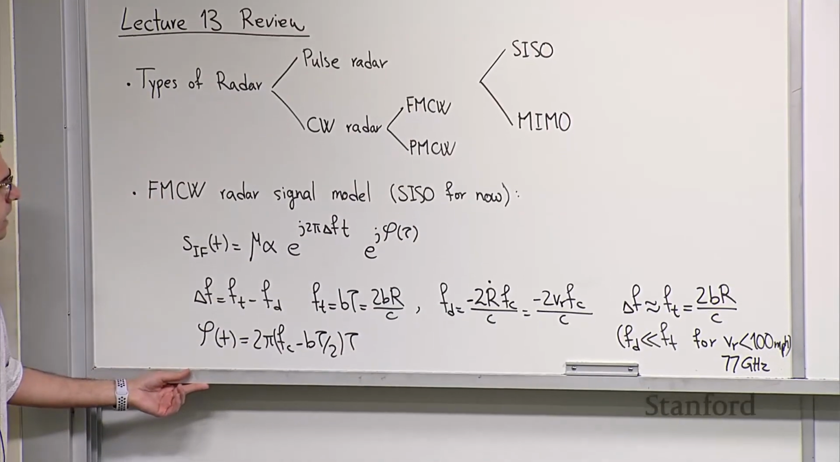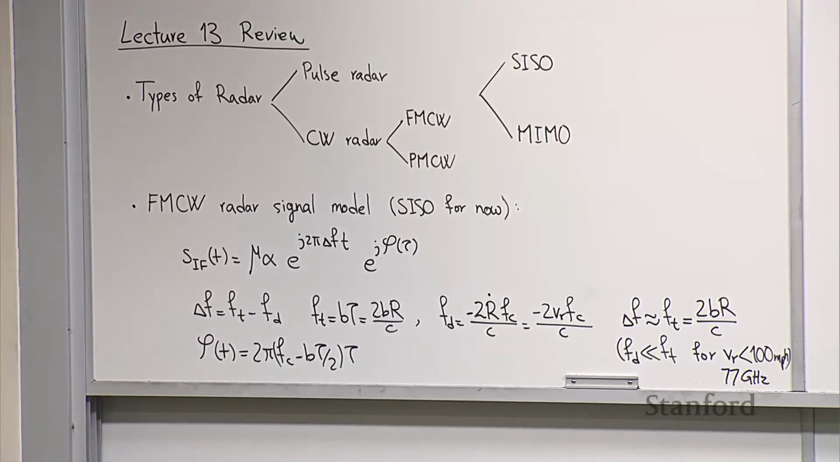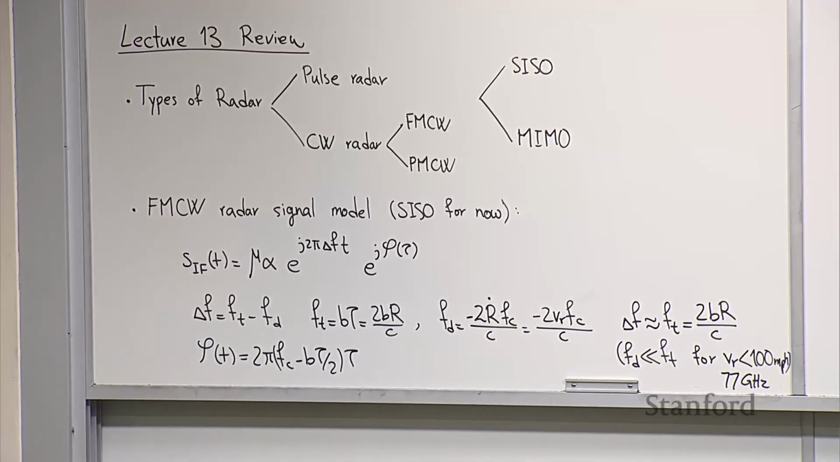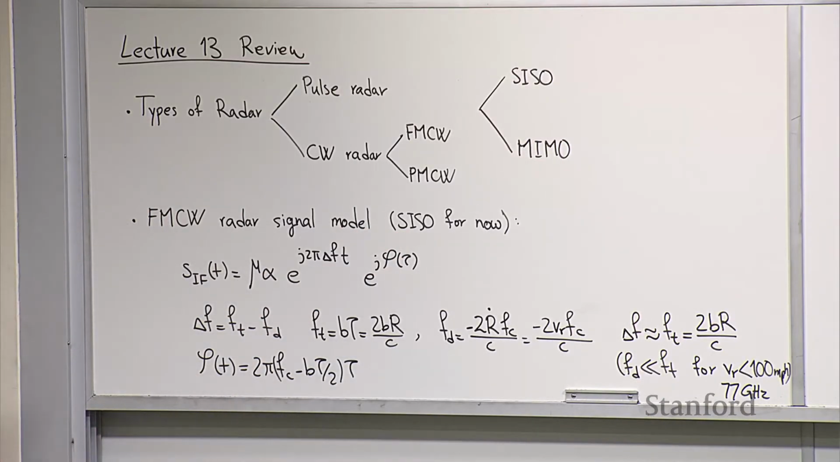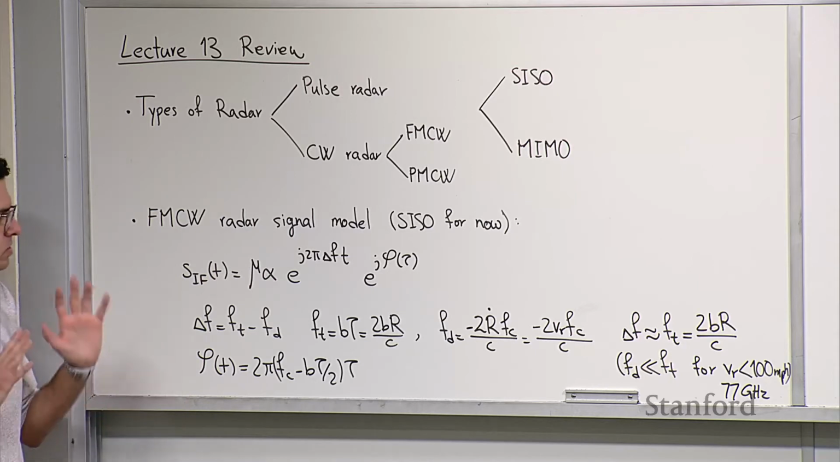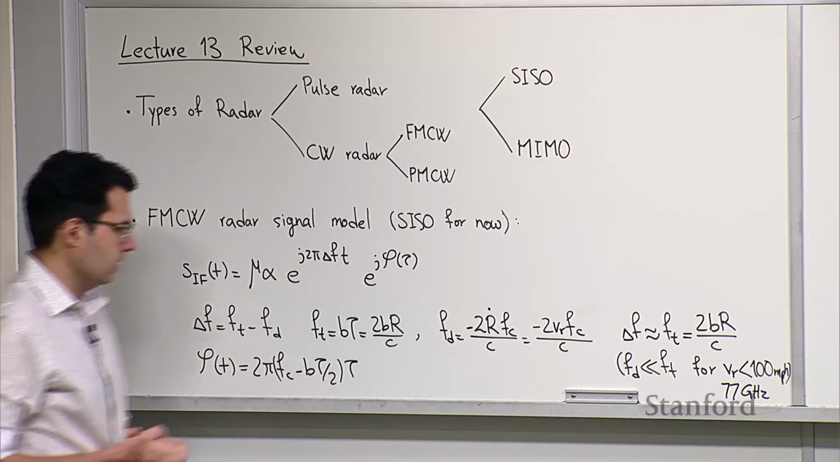Okay, and then we developed a very detailed signal model for FMCW radar. For now, we are assuming SISO, although everything we say for range and velocity estimation, exactly as is, will apply to MIMO systems. But for now, just to keep our signal model a little simpler and more tractable, we are starting with a SISO system. We will get to MIMO very soon.